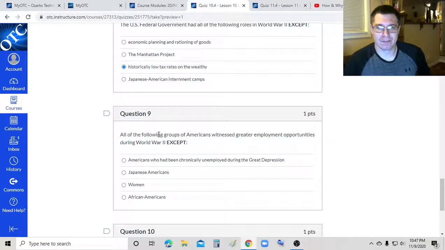Question 9. All of the following groups of Americans witnessed greater employment opportunities during World War II except, let's see, Americans who had been chronically unemployed during the Great Depression. Yes, there was tons of demand for unskilled labor, even people with gaps in their employment record. So all those people came flooding back into the workforce.